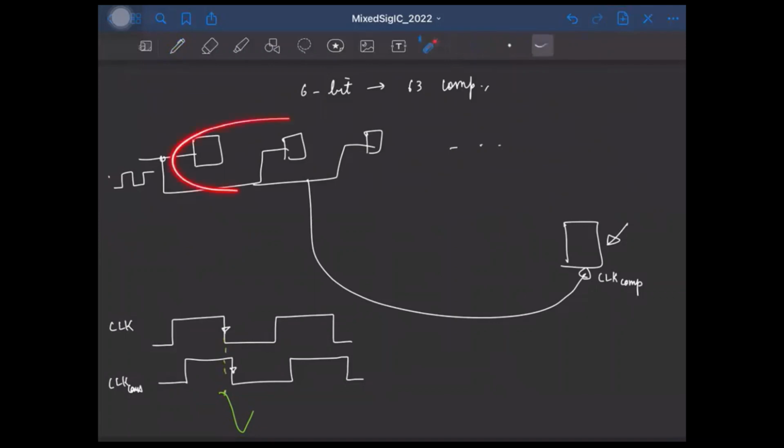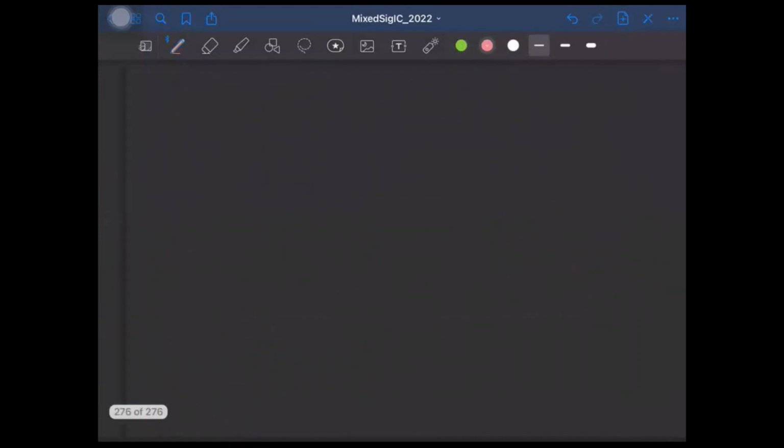The comparators here, which get the clock without a delay, will process the input at this instant, right? They will take this sample and do the comparison, whereas the comparators at the farthest end will process this input. Essentially, the multiple comparators are not seeing the same input; they are doing the comparison on different inputs. What will happen because of that is that ideally we should have had a proper thermometer code like this, right?